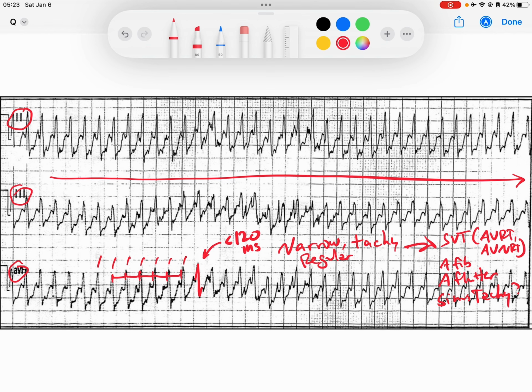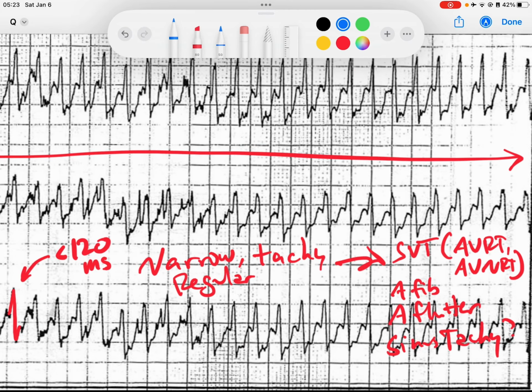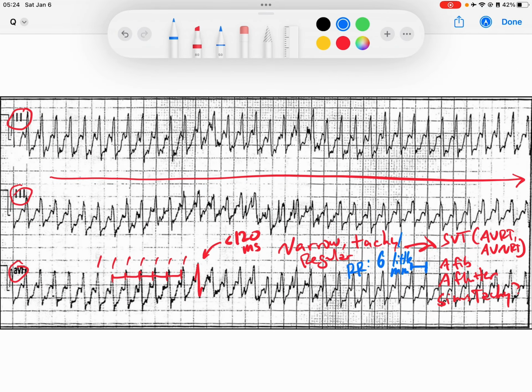And so let's calculate the rate. That'll help us. And so the rate here, let's find a QRS that lands on a solid box. So maybe this QRS right here. And if you look at the QRS previously, it's just larger than 5 little boxes. It's about 6 little boxes. And so 6 little boxes, or 6 millimeters, is the R to R interval. And one way that I like to calculate my rate from the little boxes is if I do this calculation here, which is 1500 divided by my number of little boxes, which in this case is 6. And so my rate is 250 beats per minute.